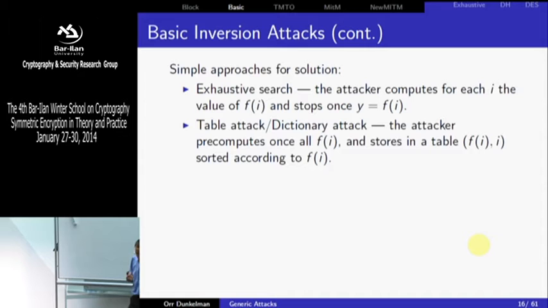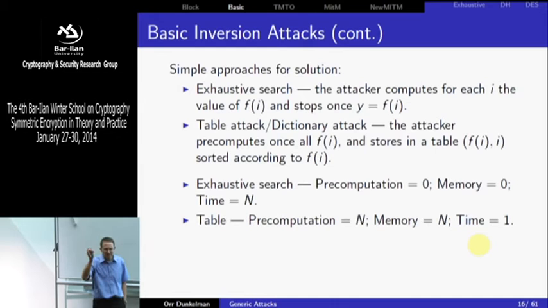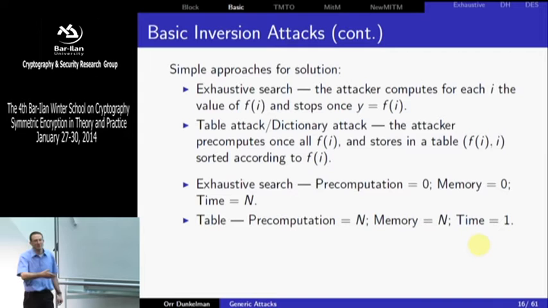Now, a very simple analysis shows that if you have n possible keys, n possible values, exhaustive search will take no pre-computation, no memory. Actually, you need one memory cell to store the values that you work with, but generally speaking, one cell of memory, and the time complexity is going to be n. For the table attack, the pre-computation is n, the memory is n, and the only time complexity is a single memory access. And if you implement using hash tables and that sort of stuff, it's really one memory access. Okay. Any questions? Good.